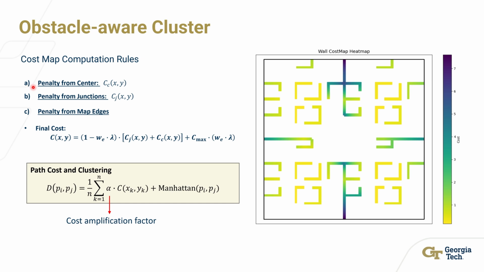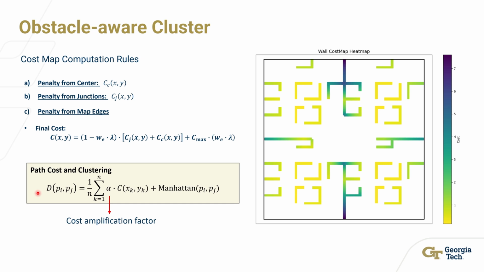Tasks near the center of a wall may require significant detours to get to the other side of the wall. The second penalty is the junction penalty, since intersections between walls are likely to cause deadlock. And finally, there is the map edge penalty. If a wall is connected to the map boundary, robots cannot get through it.